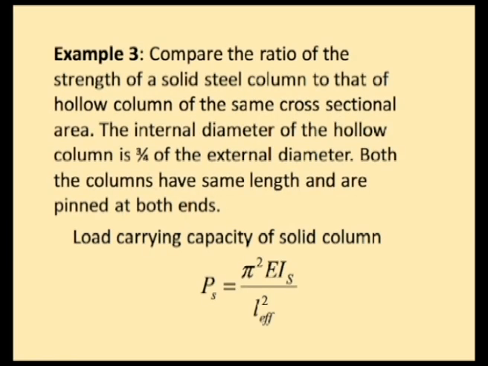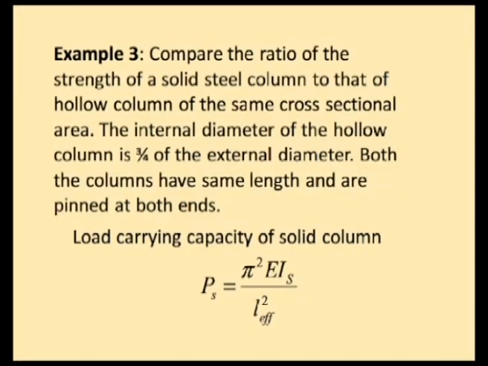Now, this is a problem of calculating the ratio of strength of a solid steel column to that of a hollow column of the same cross sectional area. This will be a problem of interest since sometimes we will be seeing whether a hollow section will be enough or a solid section is enough to carry a given load. Thereby, we can go for percentage savings in material of the column. So, we need to compare the ratio of strength of a solid steel column to that of a hollow column of the same cross sectional area.